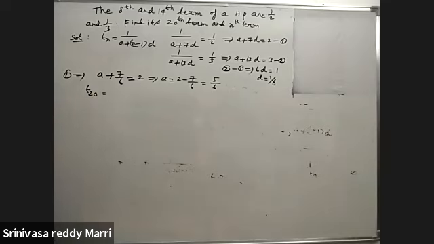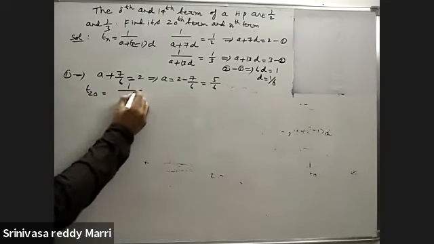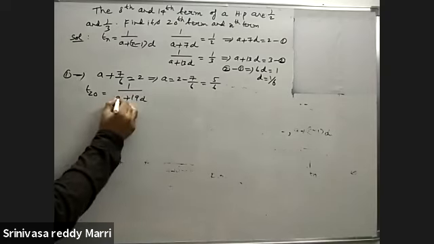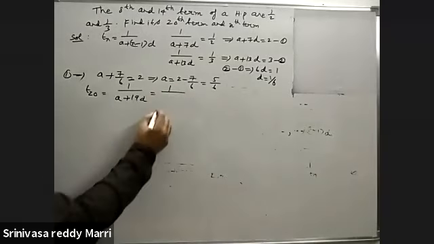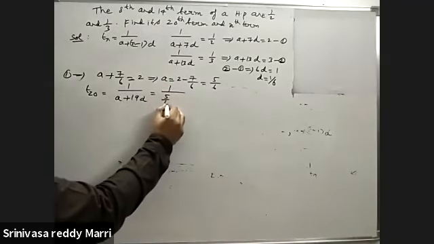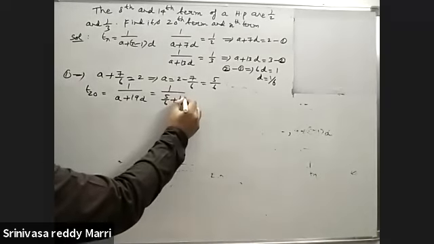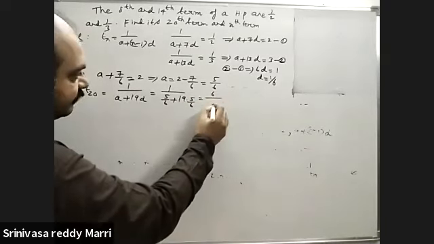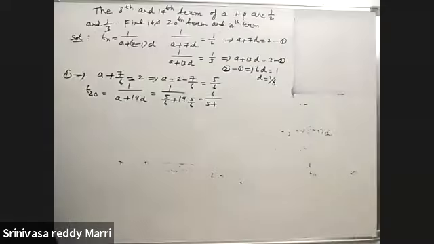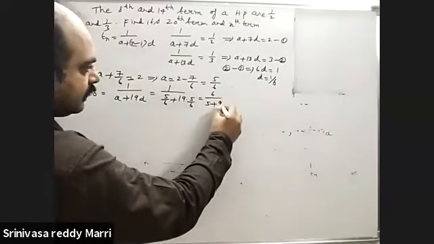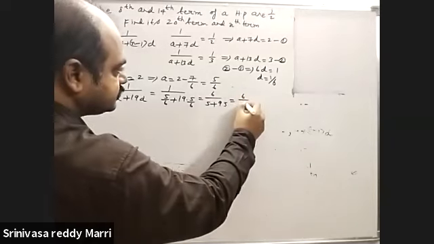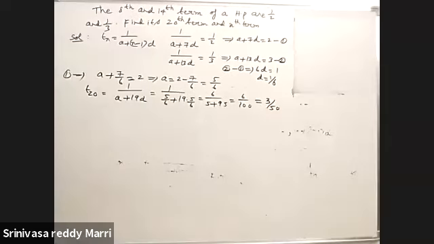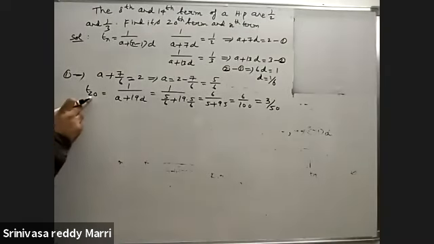T20 is nothing but 1 by a plus 19d. So that means 1 by a is 5 by 6, plus 19 into 5 by 6. That means 6 divided by 5 plus 95, so 6 divided by 100. That means 3 divided by 50. This is the 20th term.